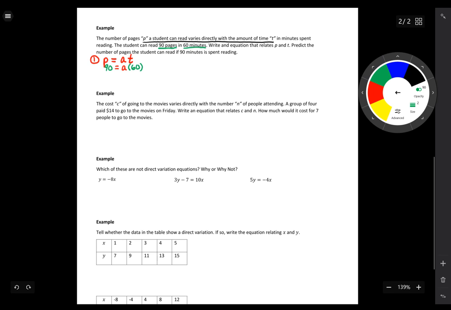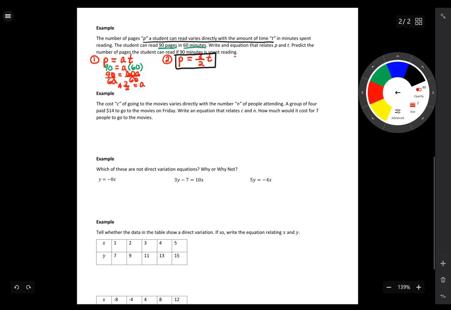And we don't know a. We just don't ever know a. Once we know a, we can write our equation. So 90 equals 60 times a, divide by 60. The zeros cancel. You can divide top and bottom by 3, and you get 3 over 2. So 3 over 2 equals a. In step 2, we are going to replace that into our p equals a t equation. So p equals 3 over 2 times t. So there's part 1.